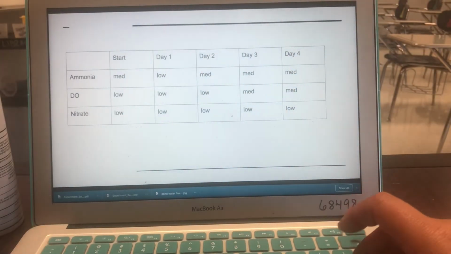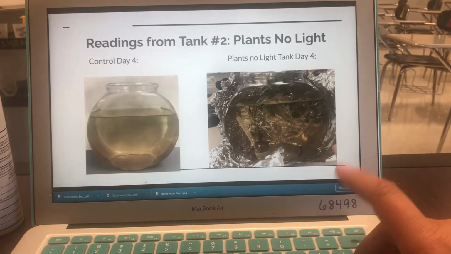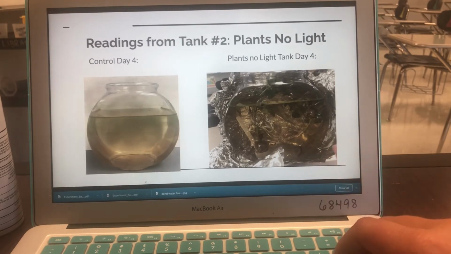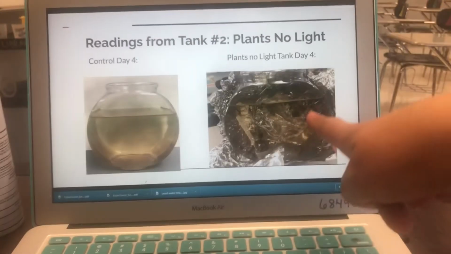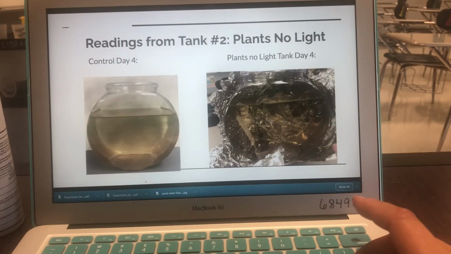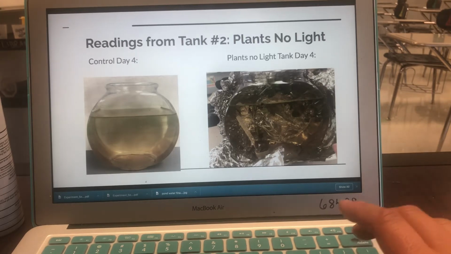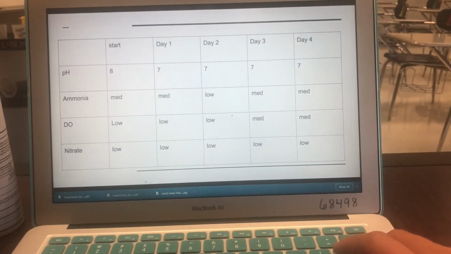I have the same thing up for all of the variables. So I have it up for tank number 2, which was plants with no light. It's not showing up well on the video, but the water is extremely clear in that tank. It's kind of amazing that the water changed so much in that tank. And all of your data.